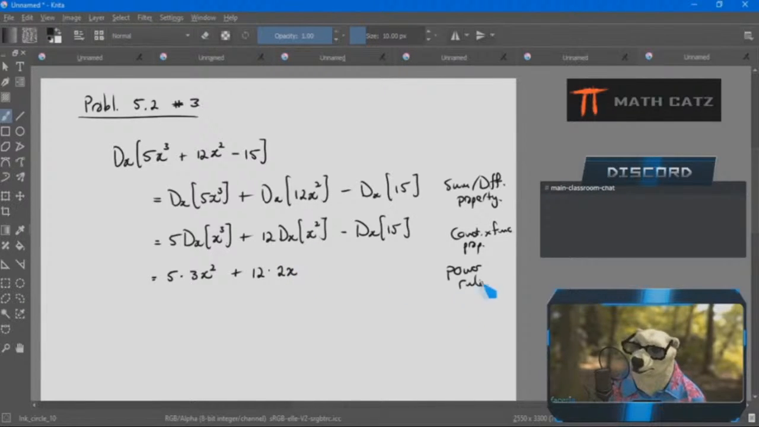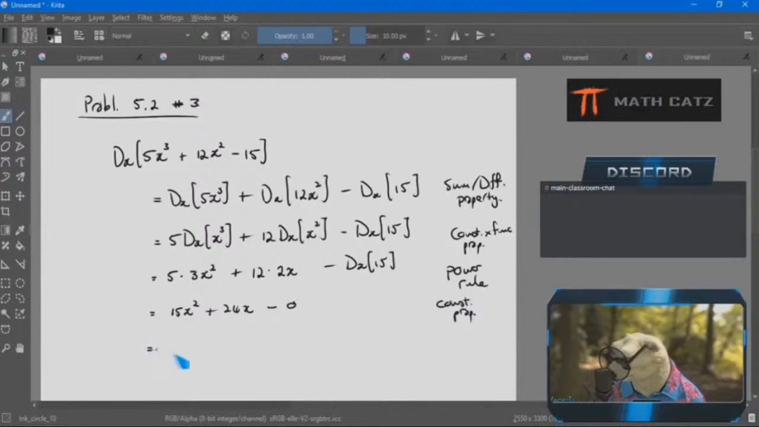We don't write the 1. Power rule again. And I'm doing one property at a time. I still have to figure out this last one. So now I can simplify if I want to. I could leave it like this. It really doesn't matter. I could write 15x squared. I could write 24x. I can leave them. Doesn't matter to me. Lastly, the derivative of 15 is 0 by the constant property. And then I can simplify that further. Not that I mind that the 0 is there. And we're done.